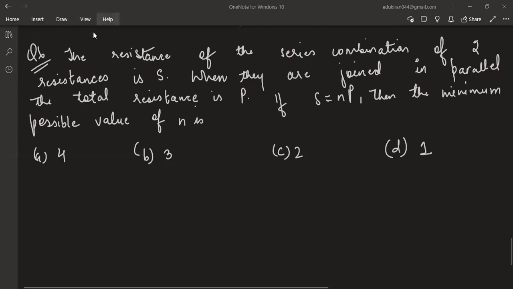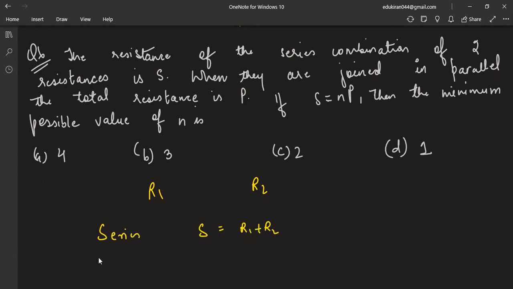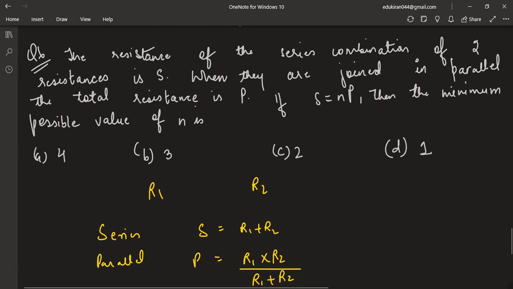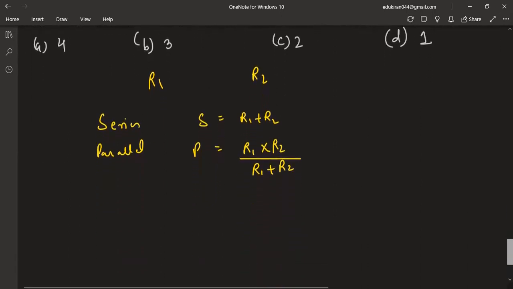Yes, class. Let's assume one resistor to be R1, another resistor to be R2. Then we'll relate it. In series combination, S will be equal to directly R1 plus R2. And when we talk about parallel combination, P will be given by R1 into R2 divided by R1 plus R2. Now, if we go by this relation, S is equal to NP.